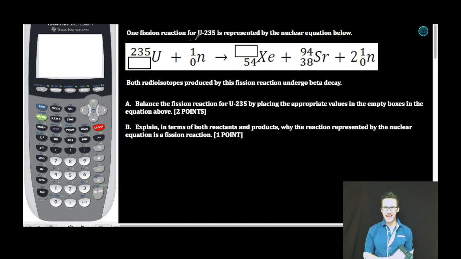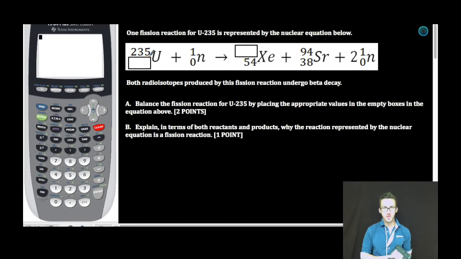One fission reaction for uranium-235 is represented by the nuclear equation below. Both radioisotopes produced by this fission reaction undergo beta decay. Part A. Balance the fission reaction for uranium-235 by placing the appropriate values in the empty boxes in the equation above.